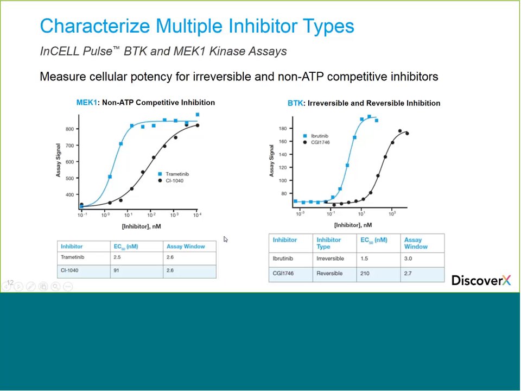For BTK, we looked at both a reversible and an irreversible inhibitor. Ibrutinib, of course, FDA approved, extremely potent in the cellular milieu, as might be expected because of its irreversible mechanism, 1 nanomolar-ish EC50. The reversible inhibitor being a little less potent, probably because it's reversible.